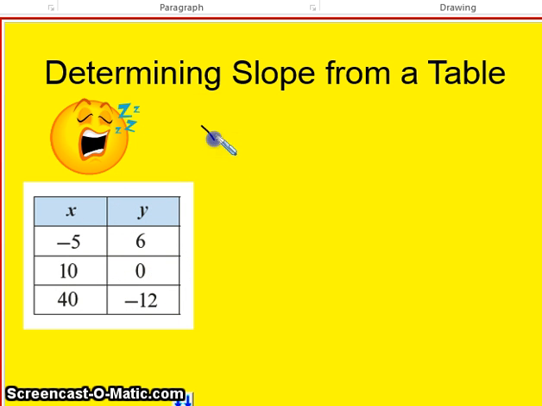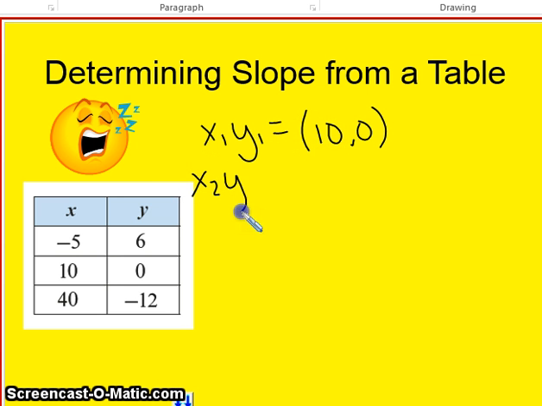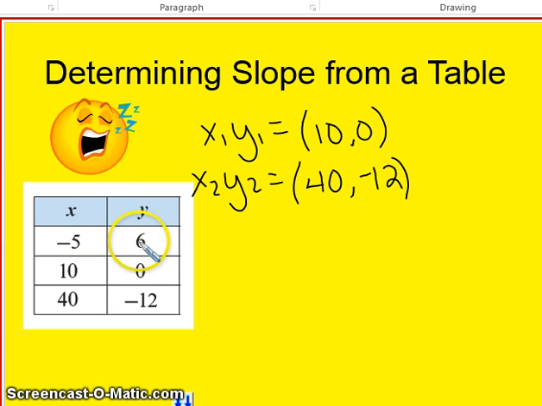So I'm going to say that my first point, x1, y1, is going to be 10, 0. And I'm going to say that my second point, x2, y2, is going to be 40, -12. I can do that because each of these rows in this table correspond to a point on the graph with an x-coordinate and a y-coordinate.